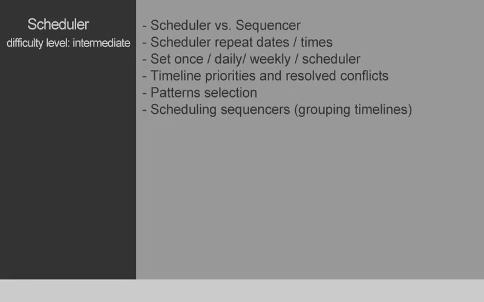A playback pattern can be set to just play once, play every day of the week, or play on selected days. Sometimes you might run into situations where you have a conflict between two timelines that are set to play at the same time on the scheduler, and you can use priorities to resolve these conflicts. I'm also going to show you pattern selections where you can use different patterns within the schedule to easily view when timelines are going to play back.